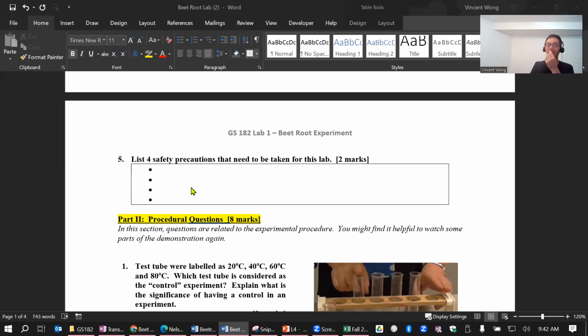Wear an apron, yeah, but like I said, wearing an apron is part of wearing PPE, right? Protective equipment. So you can say wear protective equipment such as gloves and apron. That's 1 point, right? That's what I'm saying.